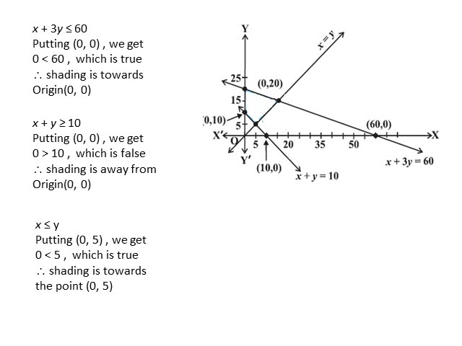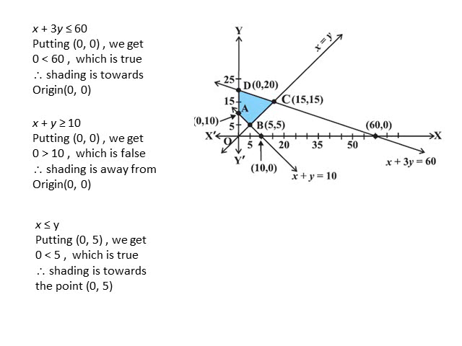Now shade the common region of all the inequalities. Here it is shown with blue color. This is known as feasible region. Now mark the corner points of this feasible region. As these are 4 corner points, so we marked it with A, B, C and D as shown.